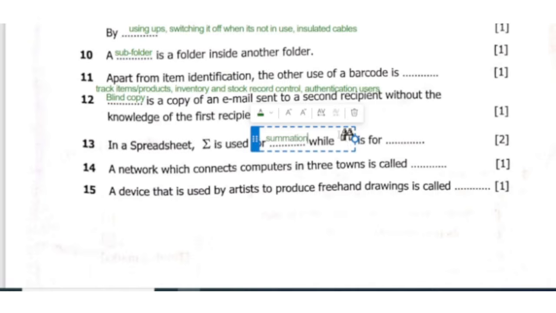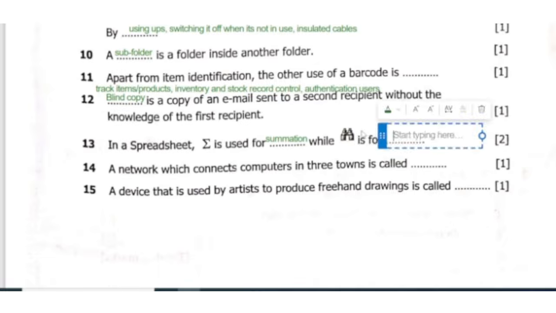Okay, and this one is for search. It's for search, so that one is used for search. That is the symbol for search. This one is summation, and this one is for search. Okay, we go to 14.